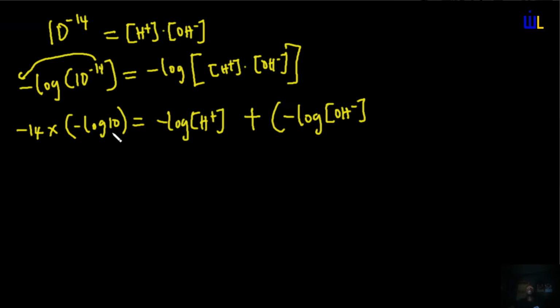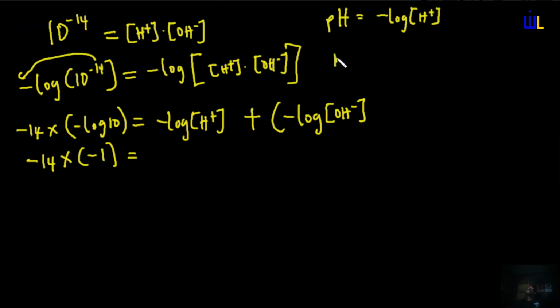Now, negative log 10 is exactly equal to minus 1. You can type it in your calculator if you're confused, but just know that the log of a number to its base, this is log 10 base 10, is 1. So what we're going to have is minus 14 multiplied by bracket minus 1 equals. Now if you go back to our definition, we said pH is equal to negative log of the concentration of hydrogen ion, and we said pOH is equal to negative log of the concentration of hydroxyl ions.